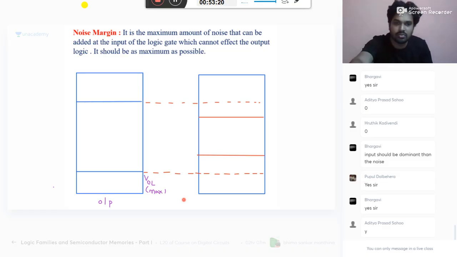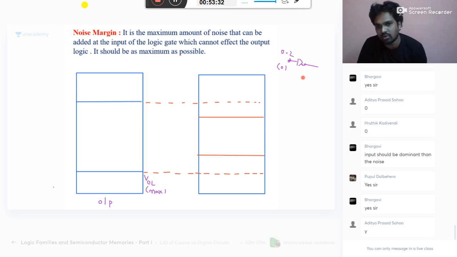So let me explain better with one example first. See, for example, there is a diode here. Here you have the output transistor which is giving 0.2 for logic 0. The diode requires 0.6 volts to turn on. So in this case, what is the condition I can say? For 0 it should be off. How much noise can I add here?